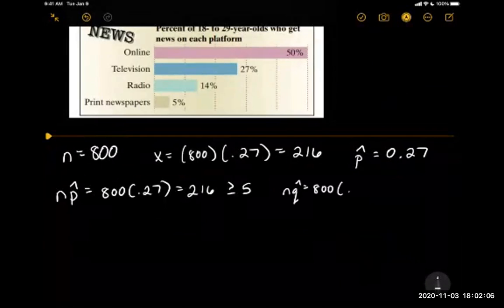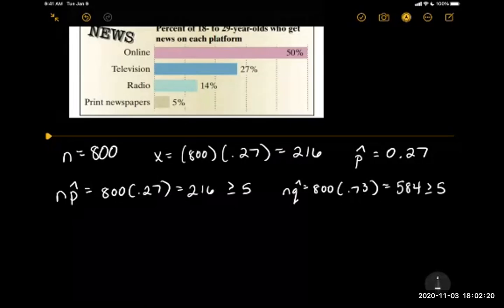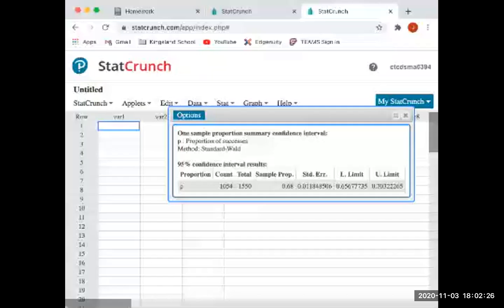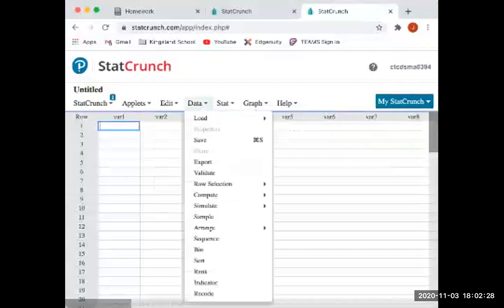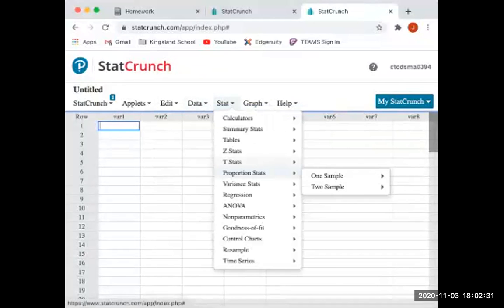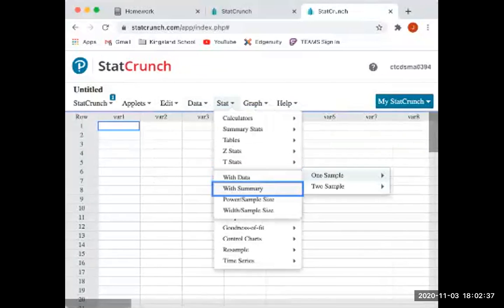Now, the next step is to find the critical value, find the margin of error, and then construct the confidence interval. Those 3 steps are all going to be done using StatCrunch. So I'm going to go back to StatCrunch. I'm going to go ahead and close this window from last time. And I'm going to go stat, proportion stats, and then one sample with summary. Again, with data is whenever I give you a big long list of numbers. We're not really going to be doing that today. We're going to do with summary.